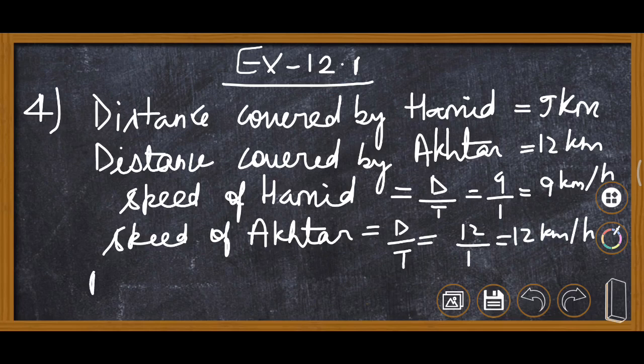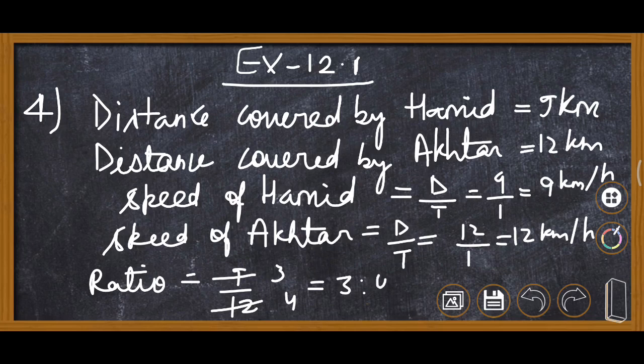Now here we will find the ratio of the speeds. So 9 upon 12, 3 3s are 9, 3 4s are 12. So this is 3:4.